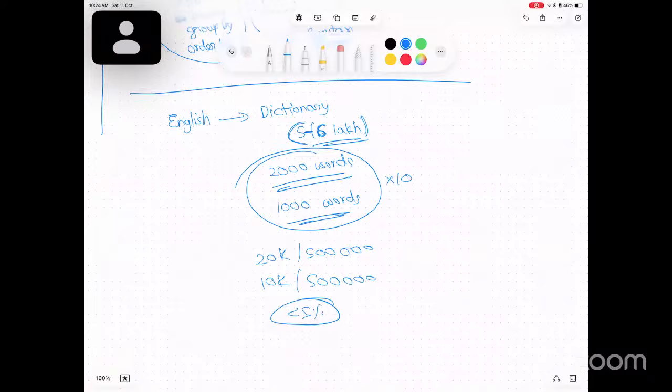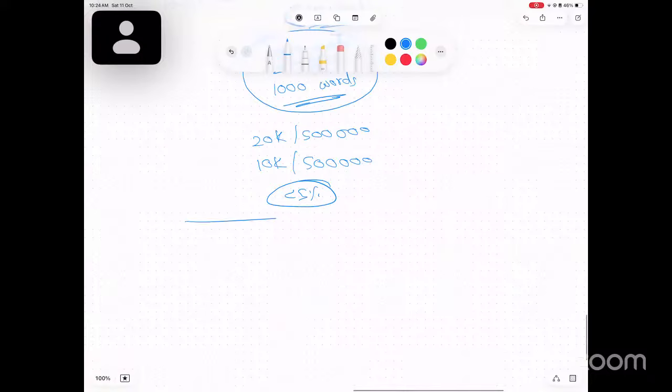We know only less than 5% of English, but if someone asks us, do you know English? We say yes. To know English, you don't have to know 5 lakh or 6 lakh words which are in the dictionary. Okay, now I'll give you another example.